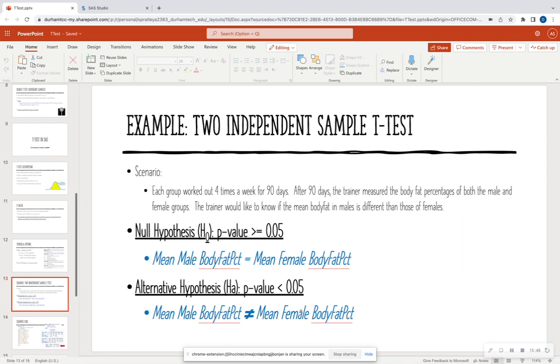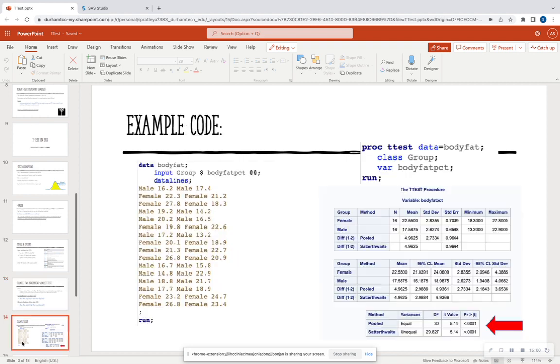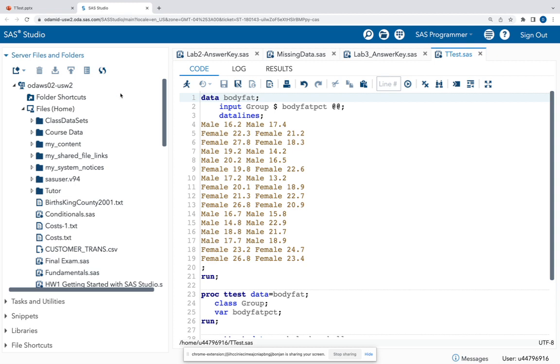So I have a question, right? And based off of this business problem in this scenario, I have my null and alternative hypothesis. That's what you have to determine first. Then I can run my code, okay? So I have some example code here, and I'm going to copy and paste this data step to run it in SAS Studio as well. But let's go ahead and go to SAS Studio and let's look at our first example.